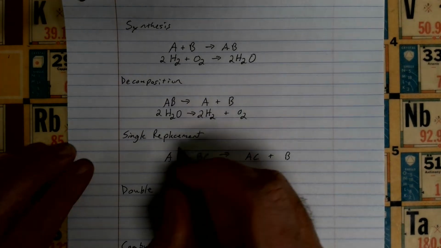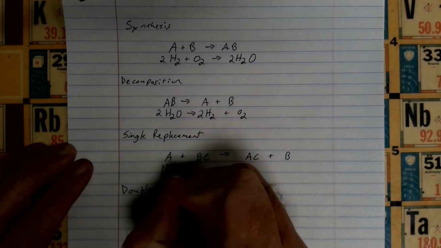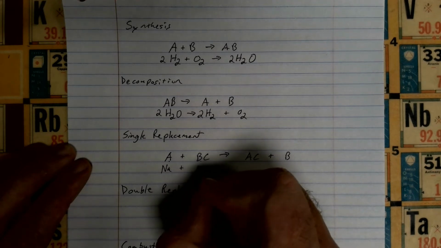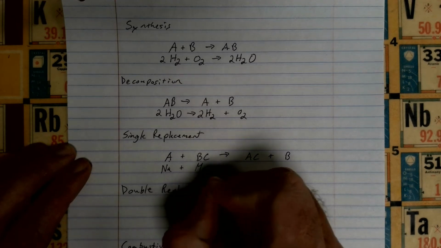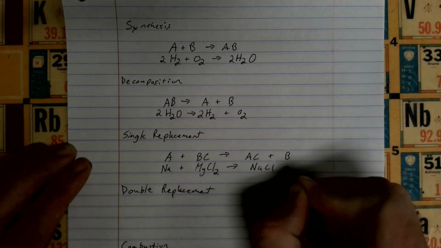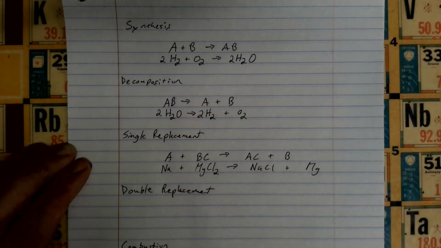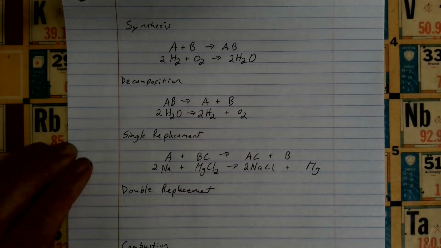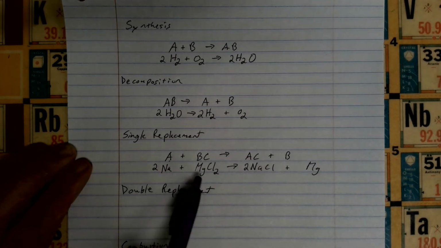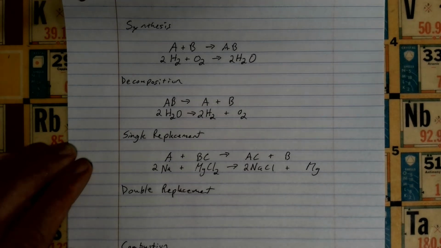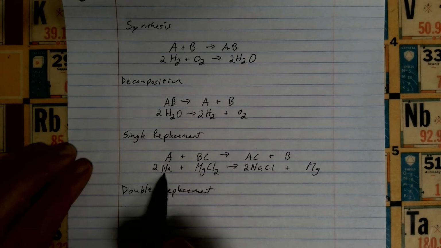An example of this might be sodium plus magnesium chloride yielding sodium chloride plus magnesium. And then we have to balance that. Okay, so sodium took the place of the magnesium. Now the magnesium is by itself and the sodium is with the chloride. So single replacement, one thing is replacing one other thing.